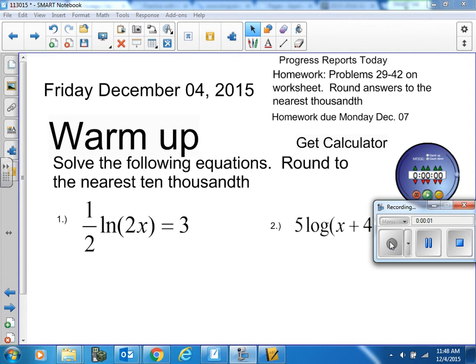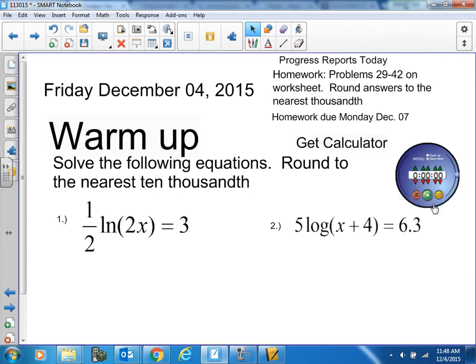Okay, while you're finishing, your homework is going to be finishing that worksheet. So problems 29 to 42. That's going to be your homework. That's due on Monday. Round your answers to the nearest 1,000.